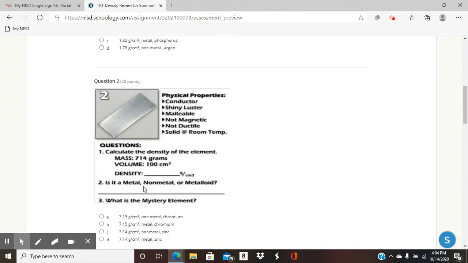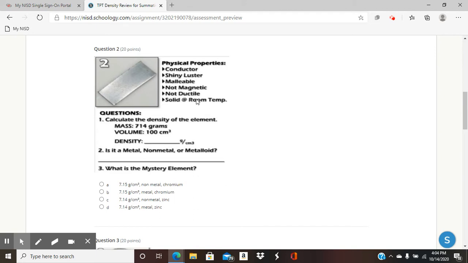Okay, so question number 2, I give you the physical properties. It says conductor, shiny luster, malleable, remember flat into a thin sheet, not magnetic, not ductile, but solid at room temperature. You're going to calculate the density of the element. I give you the mass and I give you the volume. You're solving for density. Don't forget, mass divided by volume. The first thing you're going to enter in the calculator is your mass, then the division symbol, and then the volume, and that will give you your density.